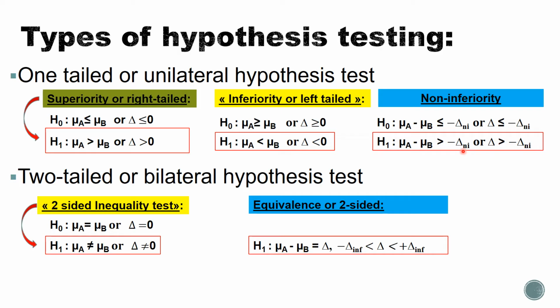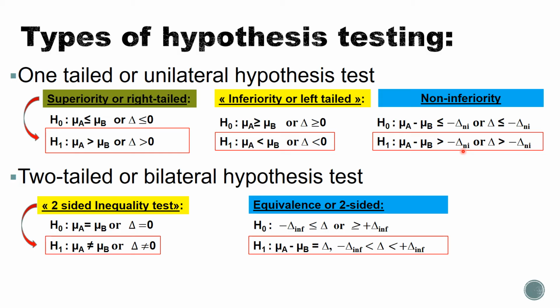As I said, these hypotheses are not fixed. It depends on your research question. That's why I've decided to add non-inferiority and then equivalence trials. But in our biostatistics books, most of the time you find superiority, inferiority, and then two-sided.